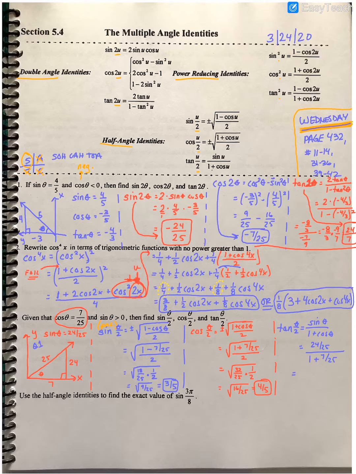So I now have the 24/25 divided by 1 plus 7/25. So 1 here with my common denominator is 25/25 plus 7/25 is 32/25. Fraction divided by fraction, we want to multiply by the reciprocal. So I'm going to have 24 over 25 times 25 over 32. If you do a little simplifying here, 25's cancel. 24 and 32 can both divide by 8, and I will have 3/4. And that is tangent of theta divided by 2.